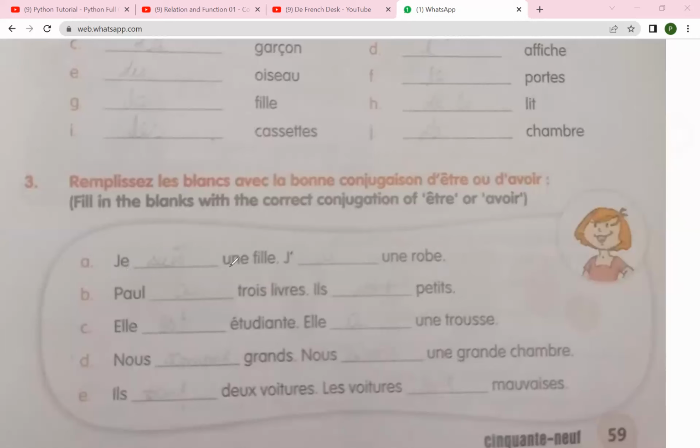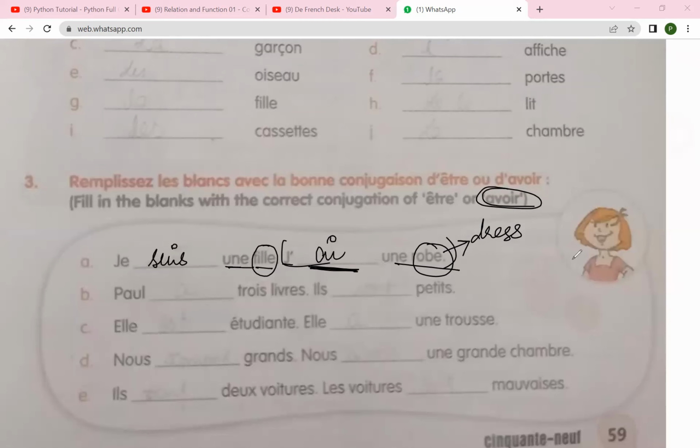So je dash une fille, je dash une robe. So now if you look at the nouns here, fille and robe, you can understand that robe means dress. So obviously you cannot use être here. No one would want to say I am a dress, right? You'll always make use of avoir here. So with je, you have j'ai. So j'ai une robe. I have a dress. So this sentence makes sense. Now, je suis une fille. I am a girl. I have a dress. So this sentence makes sense.